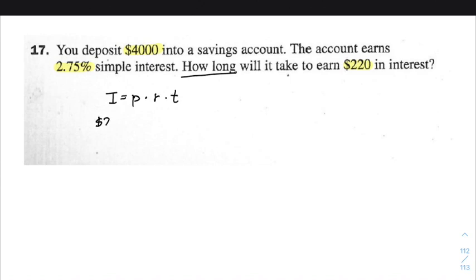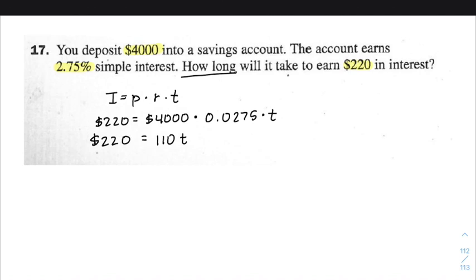Our interest is $220, so we're going to substitute that in for I. Our principal is $4,000, so we're going to substitute that in for P. The rate is 2.75%. In decimal form, that's 0.0275. And we don't know the time, so we're going to leave T in our formula. Now we're ready to simplify our equation by multiplying 4,000 times 0.0275. This is going to give us 110. I need to bring down my T and my interest of $220.